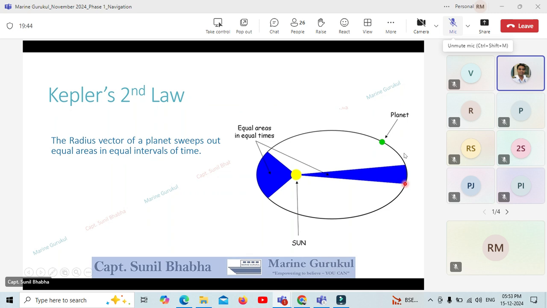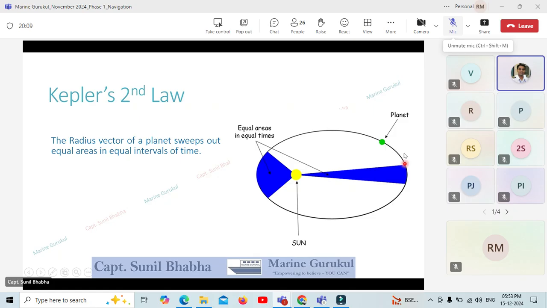Now, if the planet is at this location, the radius vector of the planet is this one. You can follow the laser pointer. This is the radius vector of the planet. Now, after that, the planet starts to move. We keep on observing the planet day after day. And let us say after 30 days, we again make our observation and the planet has reached up to here.